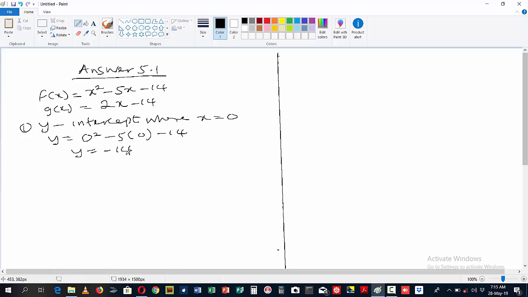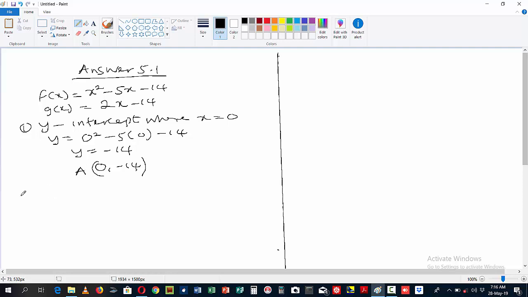You can write it in form of coordinates, which is 0 and minus 14. That is, x is equal to 0, y is equal to minus 14. Let us call this one coordinate A. We have coordinate A now.